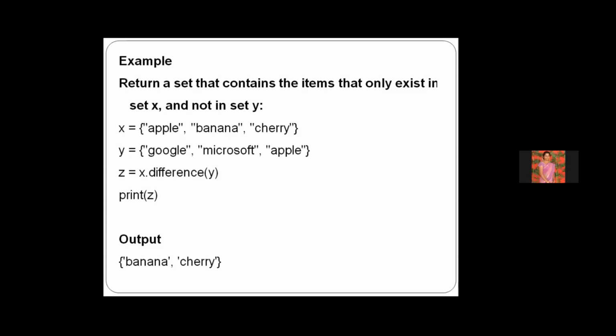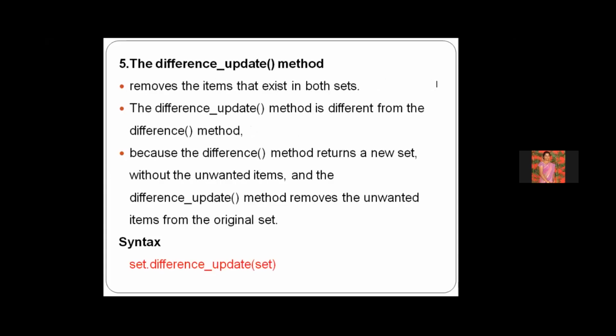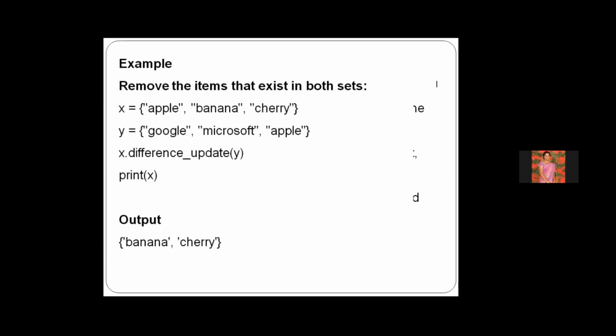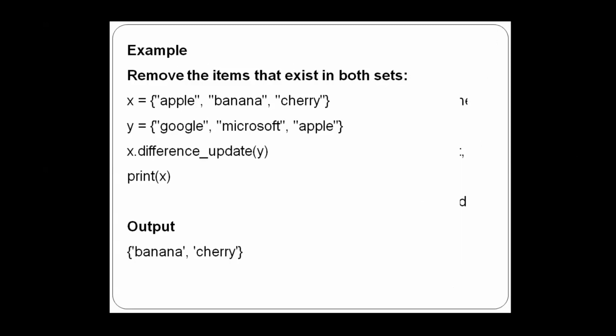So now, we'll be studying some of your mathematical functions. So this is X dot difference of Y. So whatever is in both X and Y will be deleted from X, right? So this is your difference method. Right. So what is the difference between difference and difference update? X has got apple, banana, and cherry, and now Y has got Google, Microsoft, and Apple. So what is the difference when I say X dot difference update of Y?